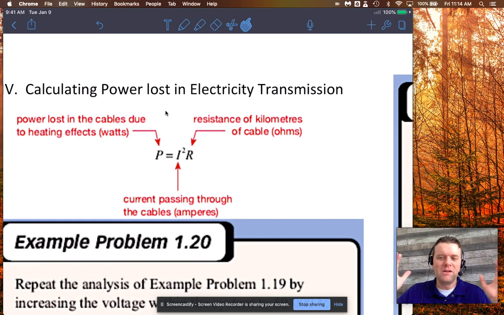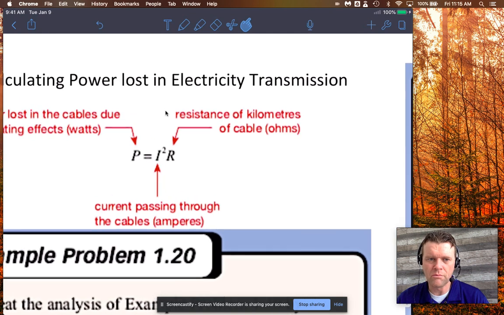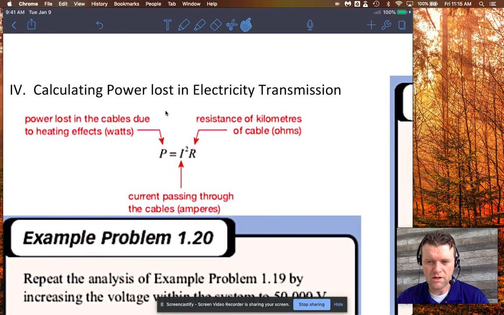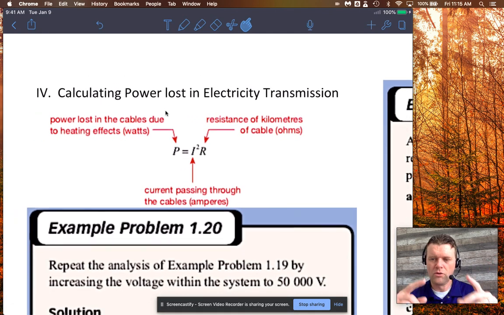These power lines have to be as low resistance as possible so that the electricity, the current, can be transmitted easily to where it needs to go. But we still lose power, or we lose energy, due to resistance in the cable. Okay, so we can calculate that power lost using this formula, P equals I squared R. We need to know the resistance in the cable in ohms, and you need to know the current passing through the cables. Okay, so we're talking about the high voltage power lines.